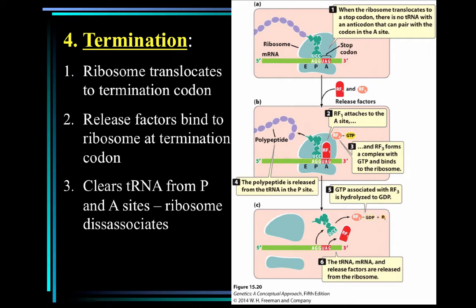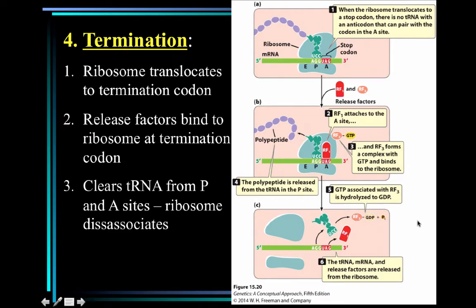So keep in mind, when the ribosome actually reaches a stop codon, there's not going to be a transfer RNA unit that will code for that stop codon. What ends up happening is that once the subunit translocates to a stop codon and there's no transfer RNA that is going to pair with it in the A site, the release factor 1 is going to come in instead and is going to bind to the A site. And then release factor 3 is then going to form a complex with guanine triphosphate and is going to bind to the ribosome. Once this binding has taken place, the polypeptide chain is going to be released.